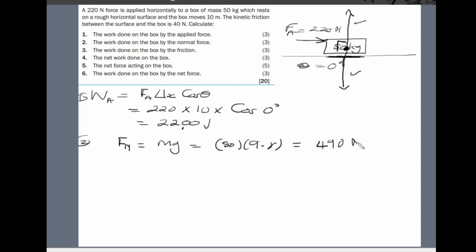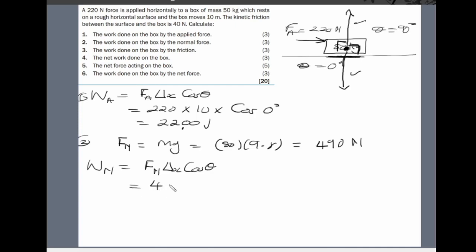So now that we have the magnitude of the normal force, we can calculate the work done by the normal force on the object. So notice this force is perpendicular to the displacement of the object. So our theta for the normal force will be 90 degrees. So now calculating the work done by the normal force, it is the normal force times the displacement times cos of the angle theta, right?